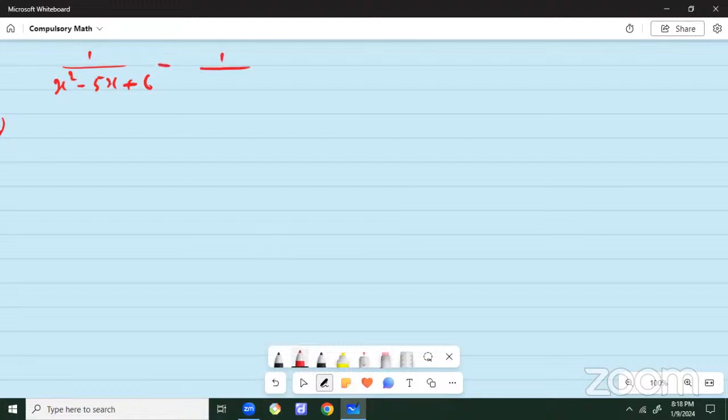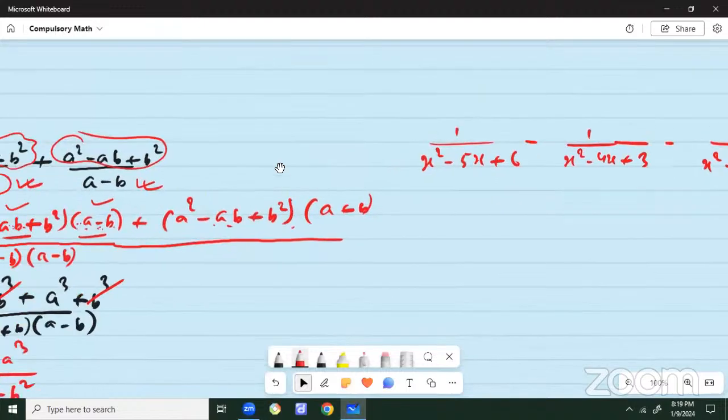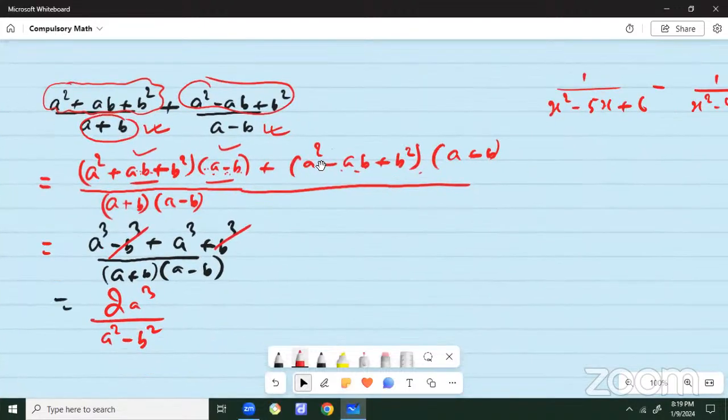Minus 1 over x squared minus 4x plus 3, minus 1 over x squared minus 3x plus 2. Okay, when you look at these three fractions, looking at the denominator here, what comes to your mind? Can we do as we did over here? Whatever we have done here, can we do in a similar manner, or do you have to think another way?